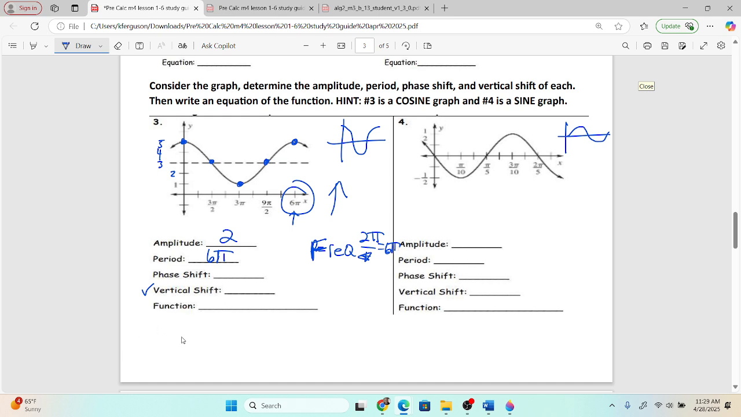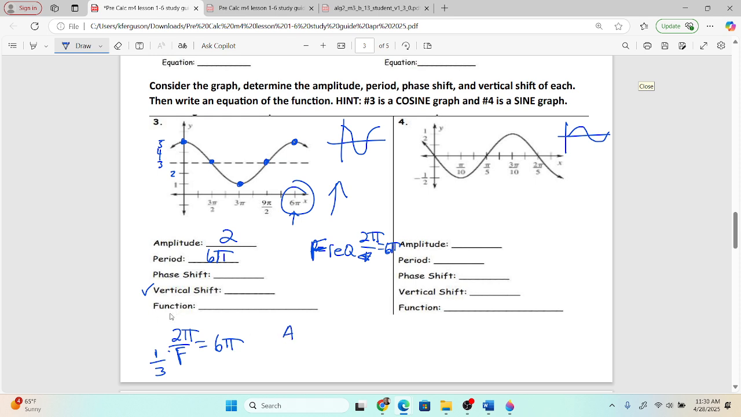So I need to figure out what kind of fraction. 2 pi divided by, let's just say f, equals 6 pi, right? So I need to figure out what 2 pi is. Well, I know 2 times 3 will give me 6, right? So then that kind of tells me that the frequency is 1/3. Does everybody follow that? Now, why do I need to know the frequency?